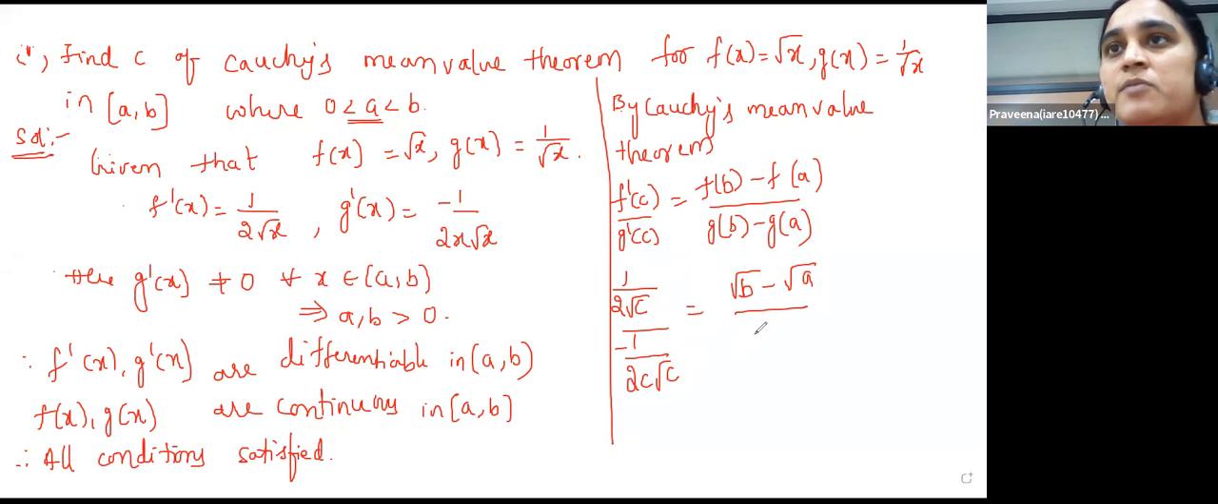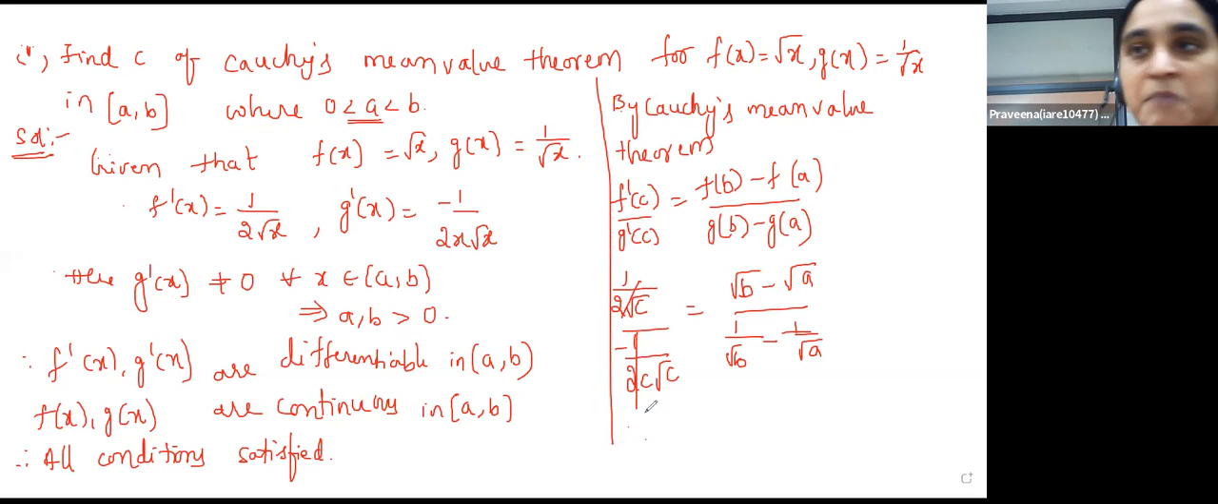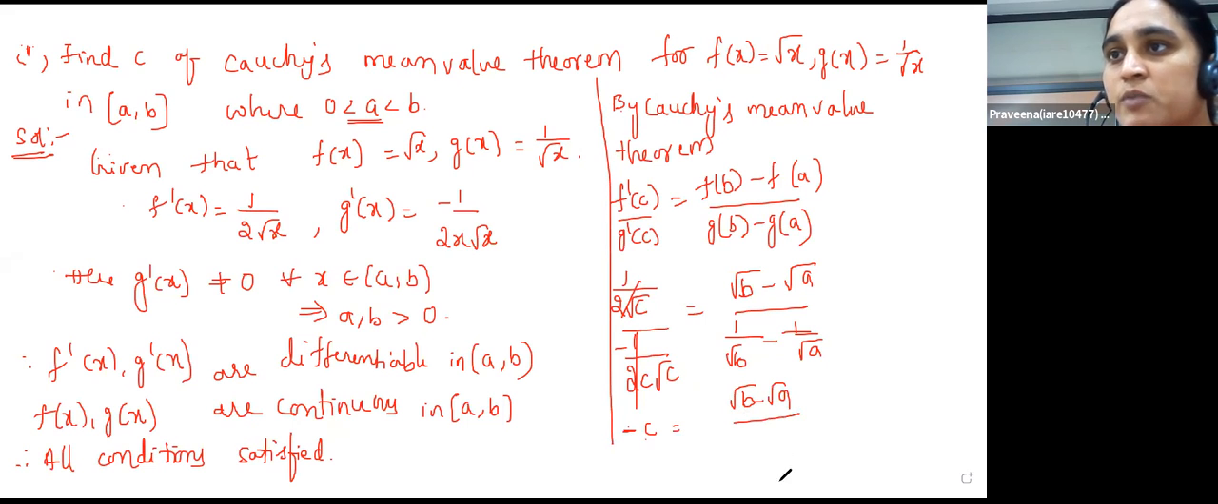And what is g of x? That is g of b means 1 by root b minus 1 by root a. From that, here 1 by 2 root c and here 1 by 2 root c cancel, and the remaining only minus c is equal to, here root b minus root a divided by, what is the LCM of that here? Root a into root b. From that, root a minus root b.